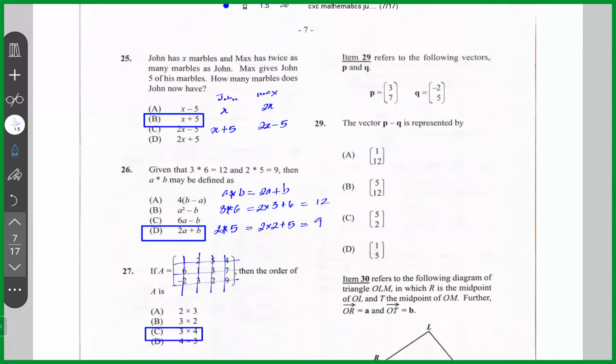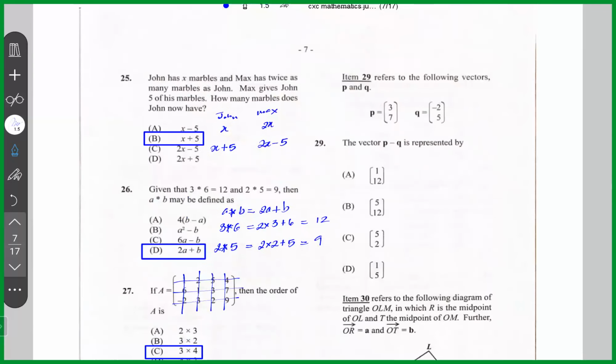Item 29 refers to the following vectors, P and Q. The vector P minus Q, so P minus Q would be 3, 7, minus 2, 5. So 3 minus negative 2 is 3 plus 2, which is 5. And 7 minus 5 is 2. So P minus Q is 5, 2, which is C.